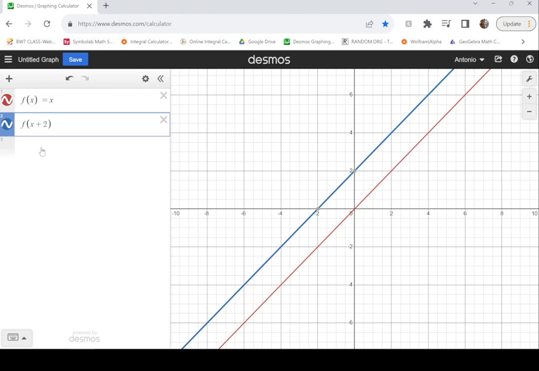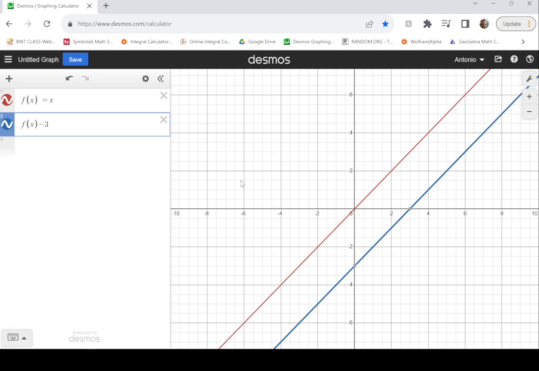So now we get an idea, knowing what the parent or toolkit function is, how some of these transformations work. Now, what if I take that plus and move it to the outside? Now if we look here, it moves up 2 units. All right. Now if I did minus, say minus 3, that takes it and moves it down 3 units.